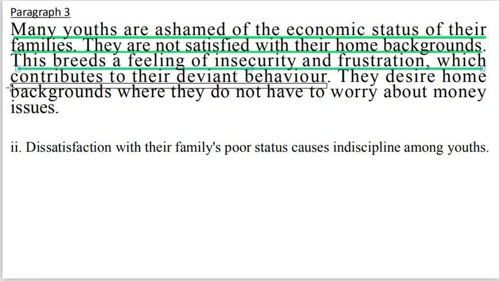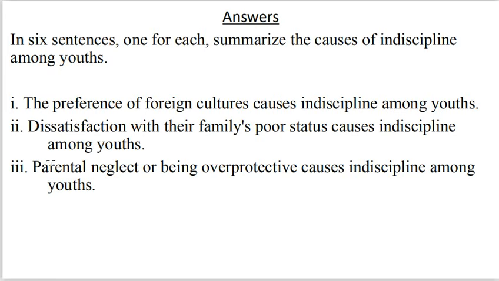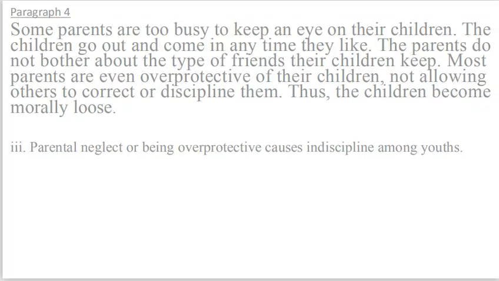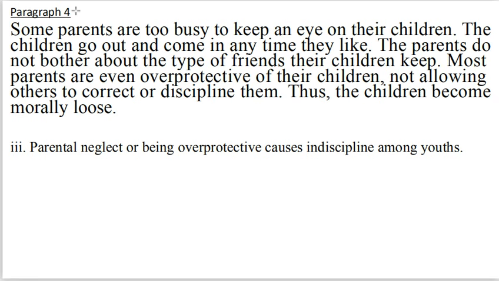The third answer, which is going to be the third sentence, do not forget you are writing 6 sentences. Sentence number 3, parental neglect or being overprotective causes indiscipline among youths. We can find that in the following paragraph. I think that is paragraph 4? Paragraph 4. Some parents are too busy to keep an eye on their children.